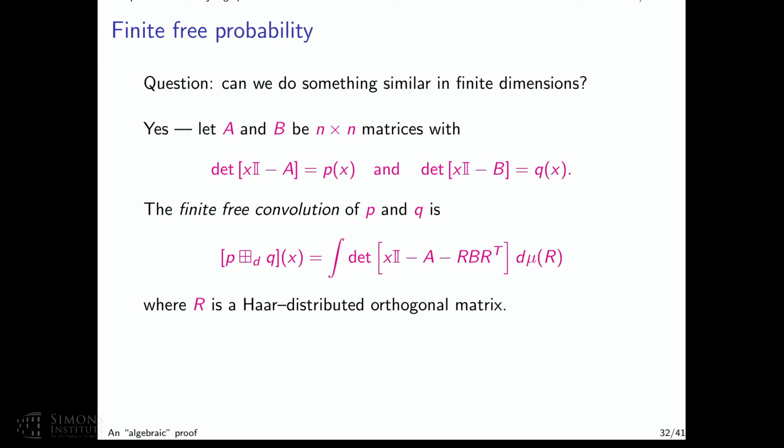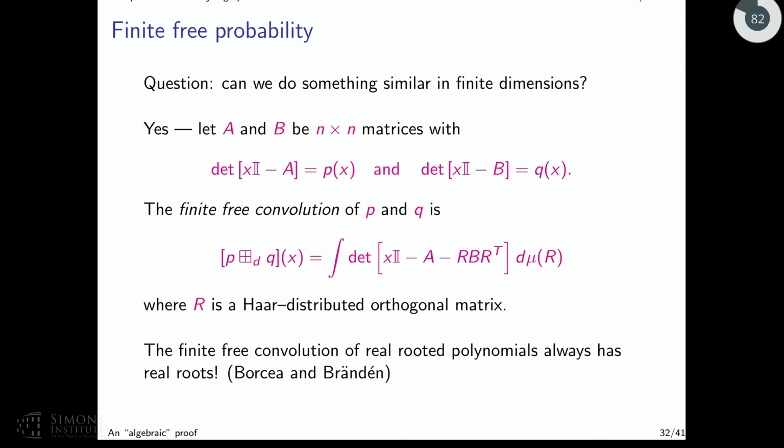If A and B are n by n matrices, where p of x is the determinant of xI minus A and q of x is the determinant of xI minus B, then we say the finite free convolution of p and q is this integral over all rotations R of the determinant of xI minus A minus R B R transpose. And the finite free convolution of real rooted polynomials always has real roots, it turns out.